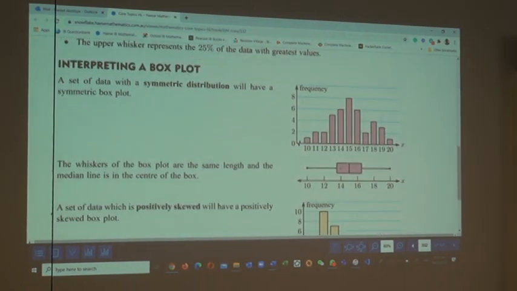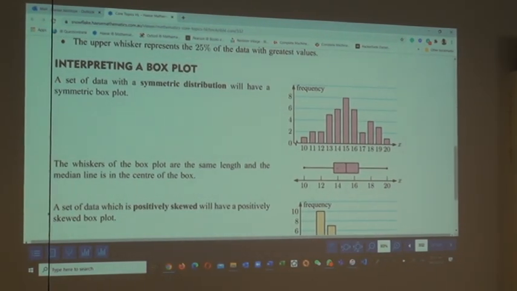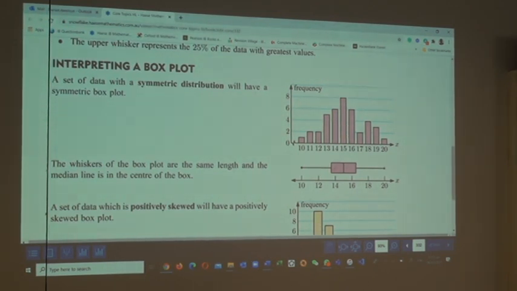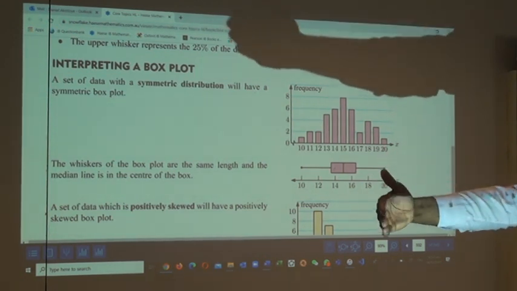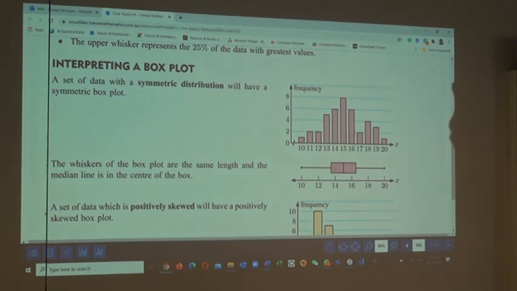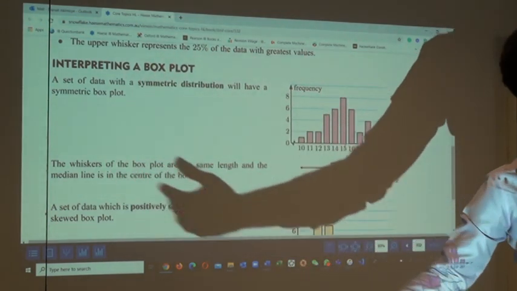Now, your box plot, like I said, is the visual representation of your distribution. Another thing we can deduce, apart from the minimum, maximum, interquartile range and all that, which tell you the spread of the data, is the shape of the data. Is the spread symmetric? Does it skew to the right? Does it skew to the left?